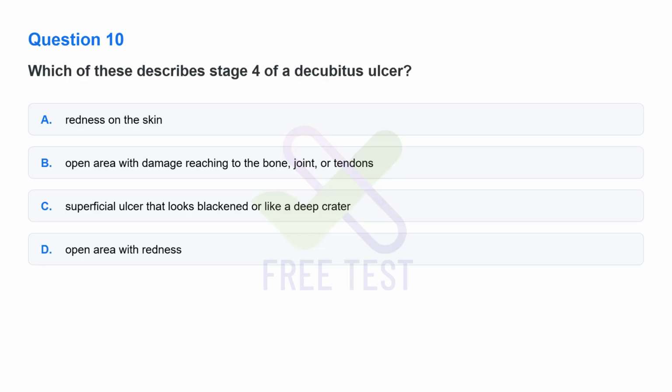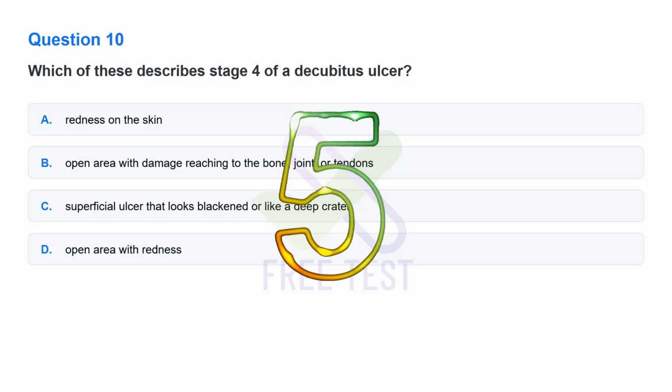Which of these describes stage 4 of a decubitus ulcer? A. Redness on the skin. B. Open area with damage reaching to the bone, joint, or tendons. C. Superficial ulcer that looks blackened or like a deep crater. D. Open area with redness.